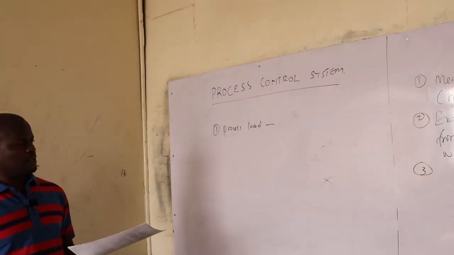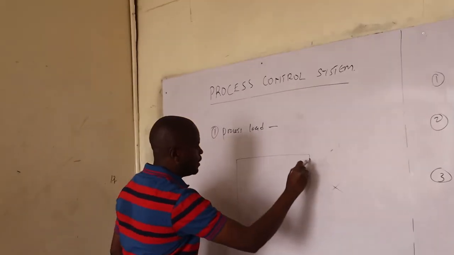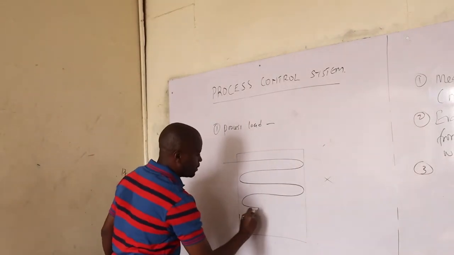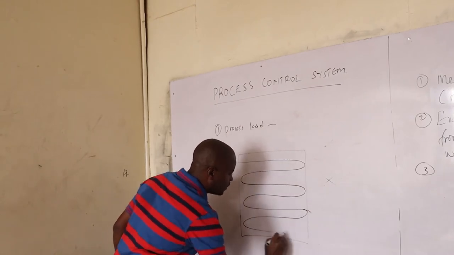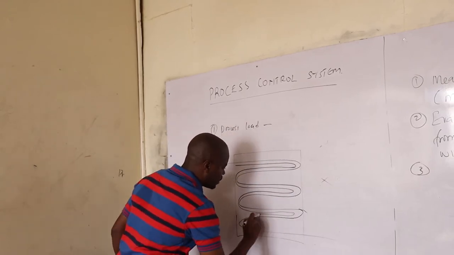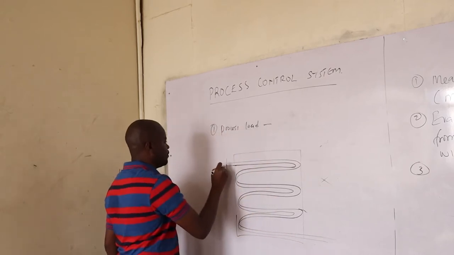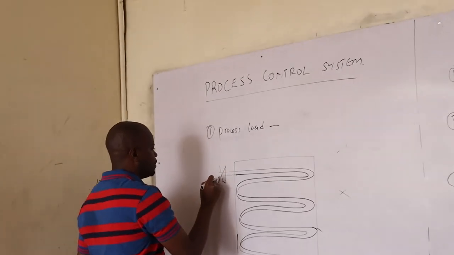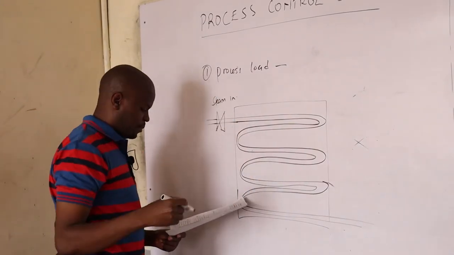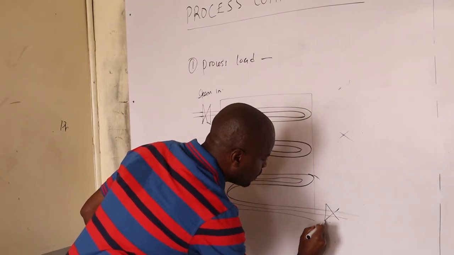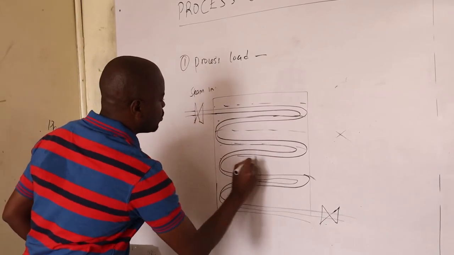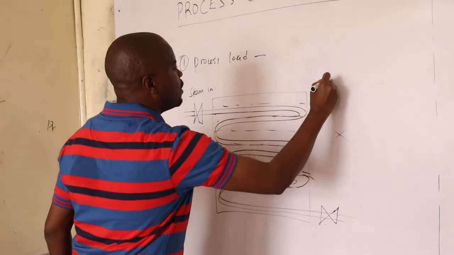Whenever you have a process, for example a milk pasteurization plant, maybe we can talk of the pipes that are used to heat the milk. Here we have a tank for the milk, and these are the pipes that are used to carry out the heating. Then you can have a valve here, which is supposed to let steam in, and from this side we can also have it out. Maybe the objective here is to ensure that the milk is maintained at 60 degrees Celsius.